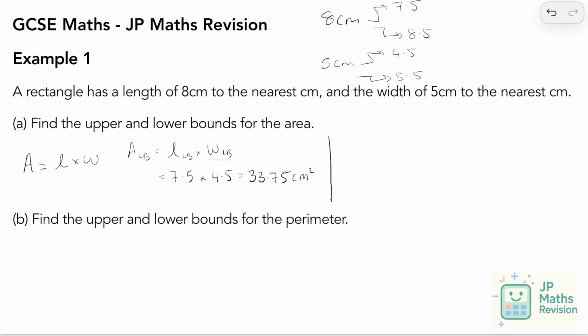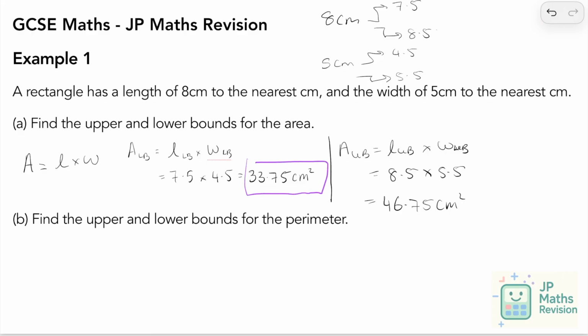So now to find the upper bound, I'm going to do the upper bound of the length times the upper bound of the width. So that's going to be 8.5 times 5.5. So that is going to be 46.75 centimetres squared. So the smallest possible value that the area could be is 33.75 squared centimetres, and the largest value that the area could be is 46.75 squared centimetres.